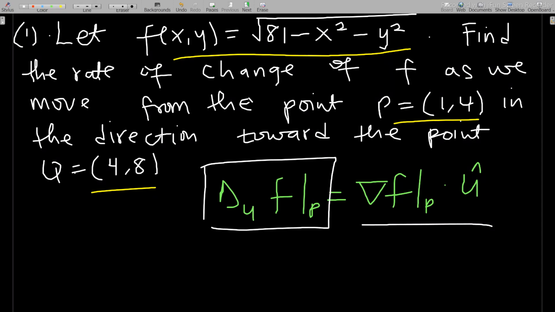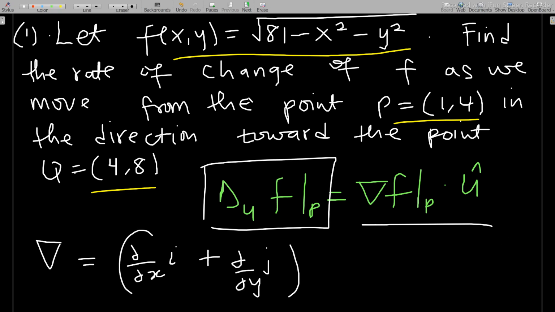Now the del is an operator. Here we are given a function in two variables. So the del, in two dimensions, is given as del/del x i plus del/del y j. This is how it is defined in two dimensions. In three dimensions, we'll have del/del z times k. This is what the del means.